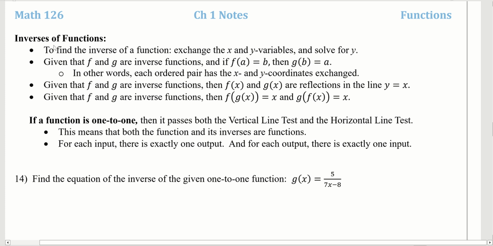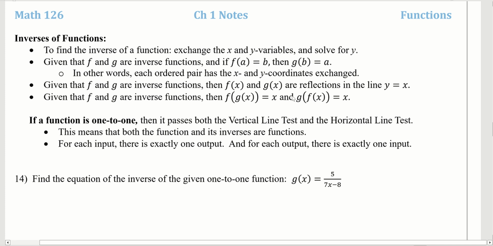Okay, so now we're going to go over inverses of functions. We can read over this super quick, and then you can pause and reread it if you need. To find the inverse of a function, we want to switch those x and y variables in the function itself. It says, given that f and g are inverse functions, if f of a equals b and g of b equals a, in other words, each ordered pair, say you have an ordered pair 1, 2, its inverse would be the switch of that, 2, 1, okay?